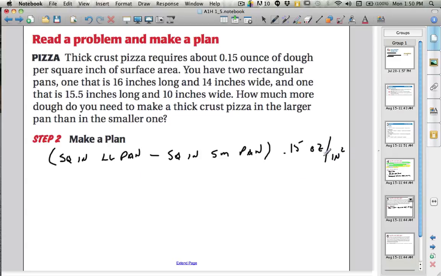Now, is that the only way to do the problem? No, not at all. Instead of just calculating square inches in the large pan, I could find out how much dough in the large pan, and I could find out how much dough for the small pan and then do the subtraction. So this is not the only way to lay it out. You should do whatever makes the most sense to you. I just figured if I'm going to have to multiply times this decimal, I might as well do it at the end, so I'm multiplying it times a smaller value.